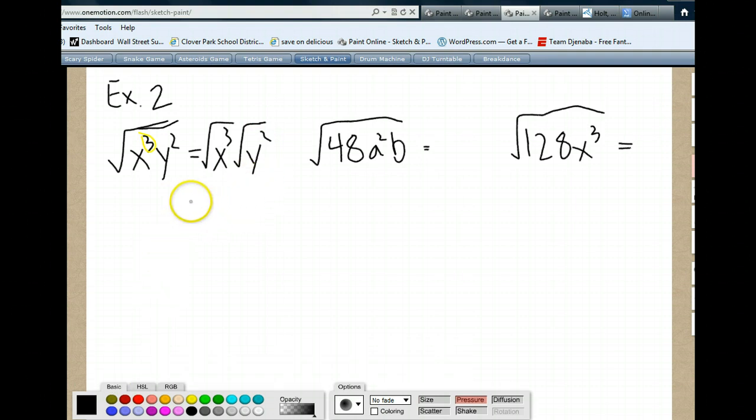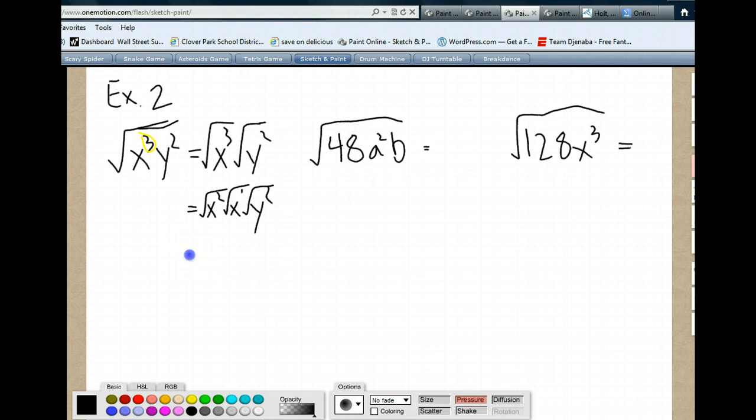Okay, from that step, again, I don't want to work with that odd exponent, so I break it down to x squared, x to the first, and y squared. And remember, everybody needs the radical symbol. And again, the operation happening between all these guys is multiplication because it's grouping symbols.